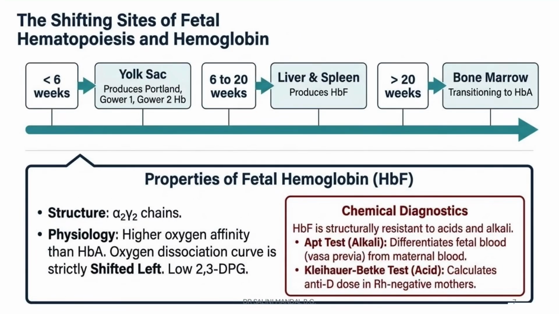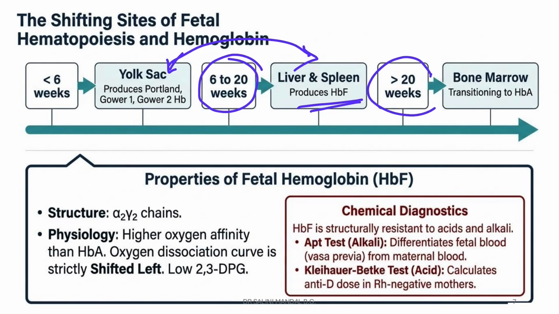Next one is about fetal hemoglobin a bit. Less than 6 weeks, the yolk sac is going to produce a few hemoglobins, Portland, Gower 1 or Gower 2. But after 6 to 20 weeks, the site is shifted from the yolk sac to the liver and the spleen. They are going to produce fetal hemoglobin.